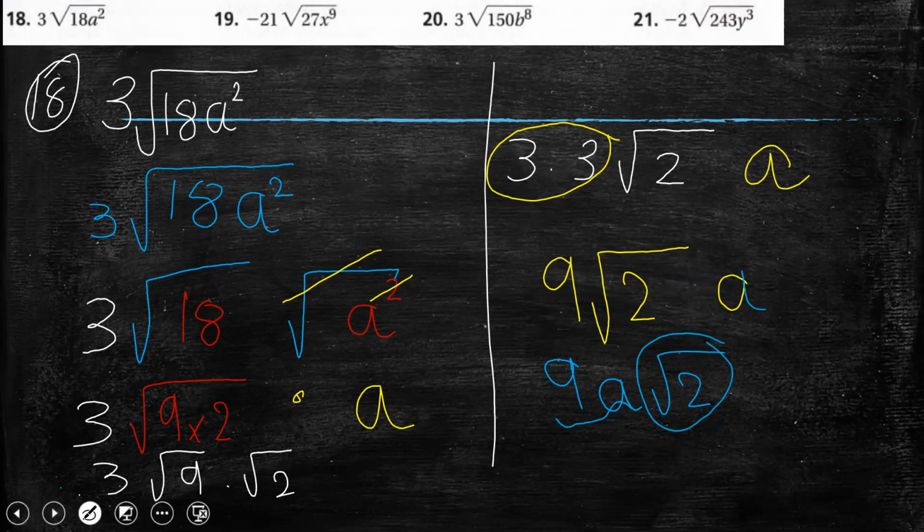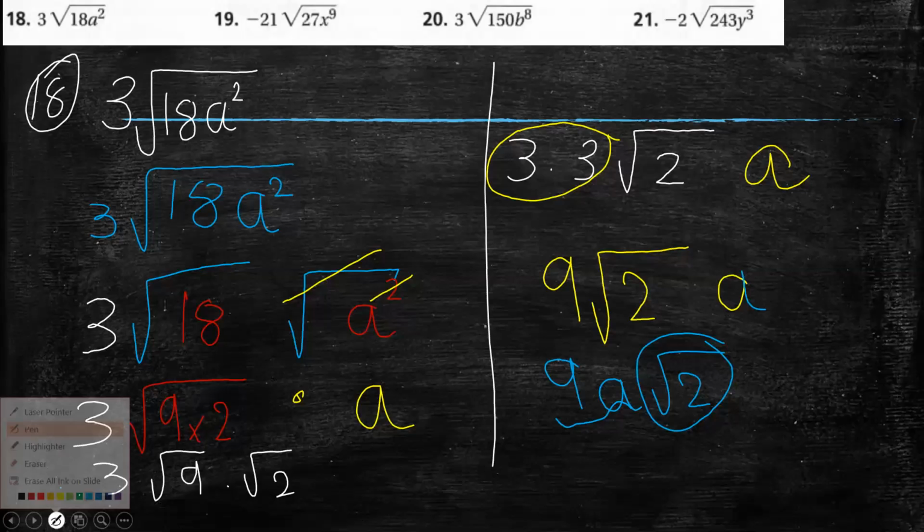Is it clear? Yes, I check all the numbers that don't have square root together. So I cannot make 9 square root of 2 then times a. No, here, the simplified one, you have to write first the numbers, then you have to write the square root number. Okay. This is the simplified one. Is it clear before I go to 19? Yes, teacher.